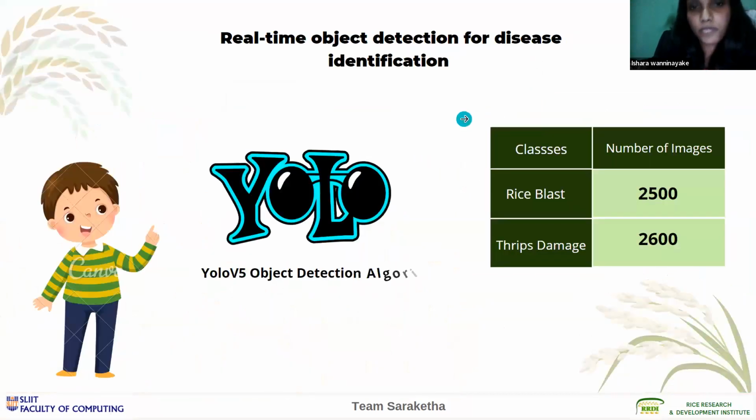For the real-time object detection, we use the YOLO v5 object detection algorithm to get a high accuracy. And this is the number of images we use for each class in real-time object detection.